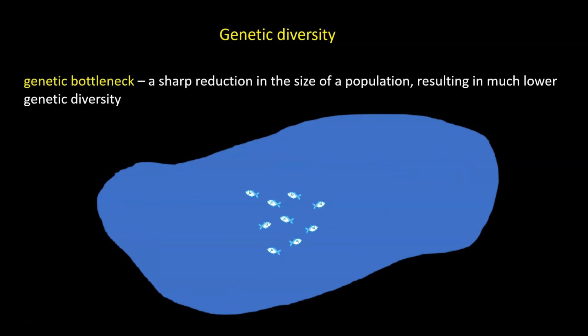Sometimes, however, an event occurs which causes a population or a species to become drastically reduced in size. This in turn results in a much lower genetic diversity, and a much lower genetic diversity can cause inbreeding or reduction in the size of the population even further, since the individuals may be more susceptible to things like disease or climate change.